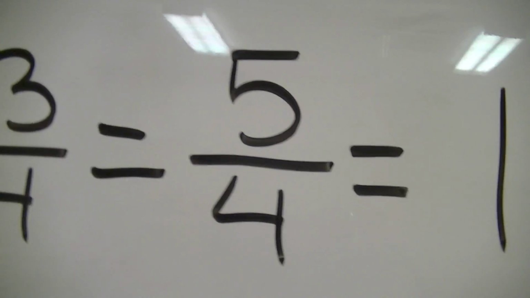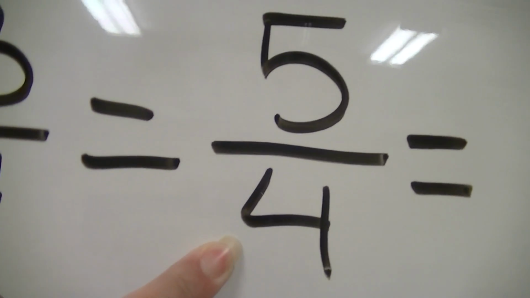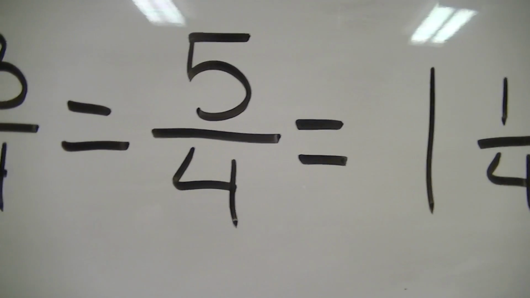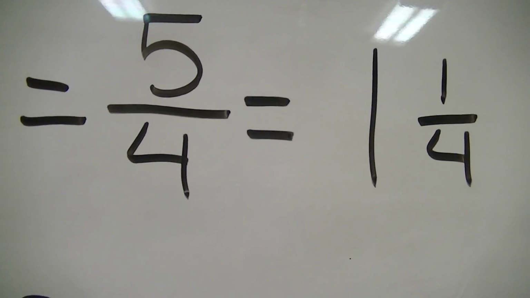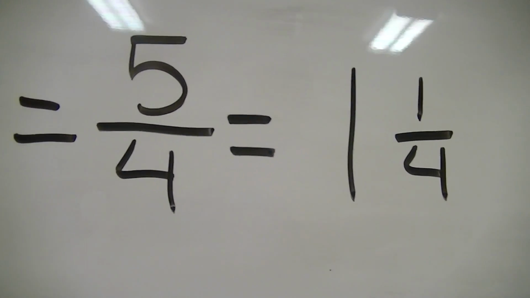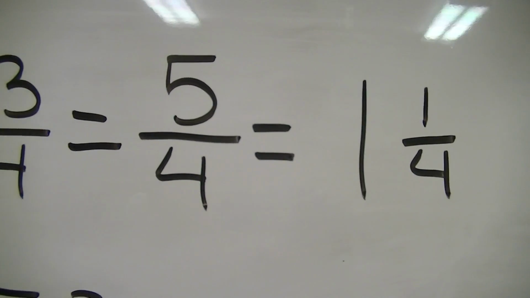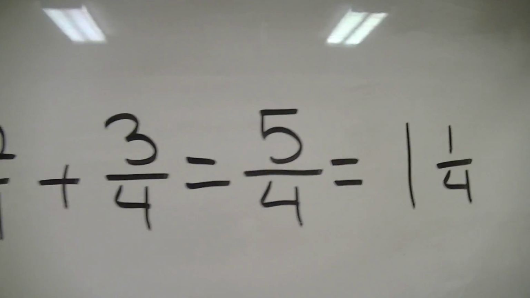To do this, we're going to look at this bottom number right here, and we're going to say how many times can it go into this top number. In this case, 4 goes into 5 one time, and how many would be left over? If I said 5 minus 4, I would have 1 left over, so that leftover goes on the top as my remainder. My bottom number stays the same. So the mixed number in this case is 1 1/4.